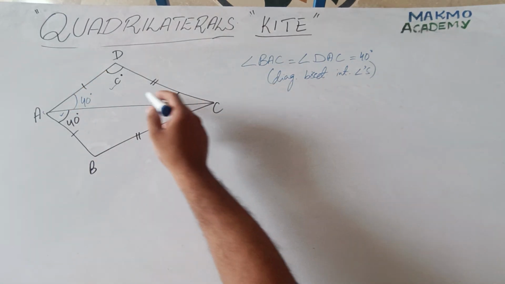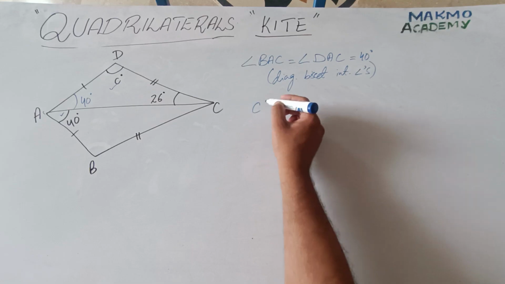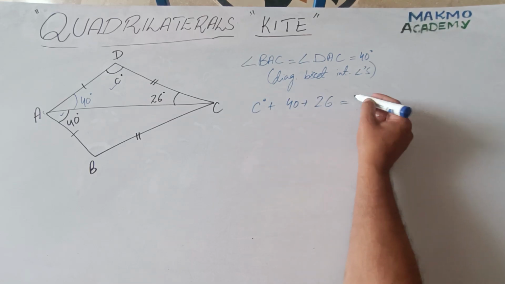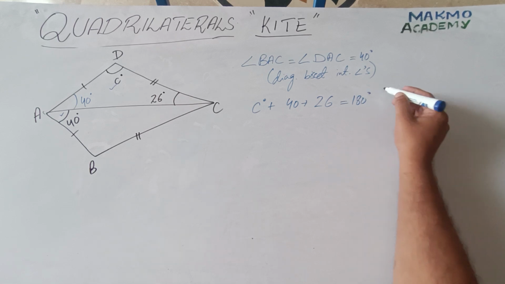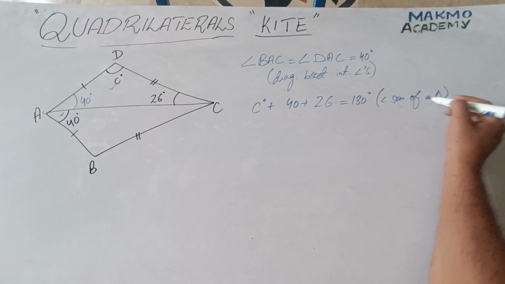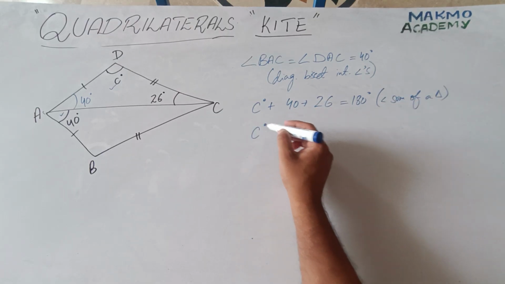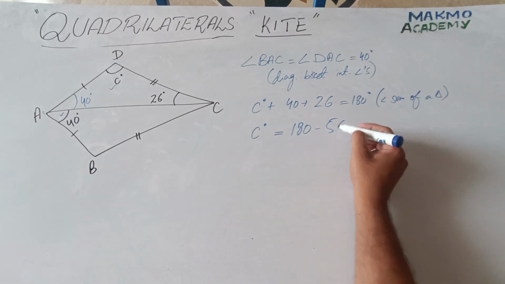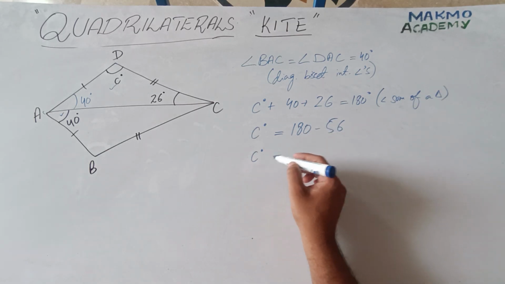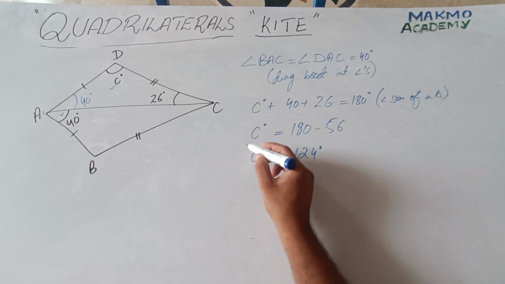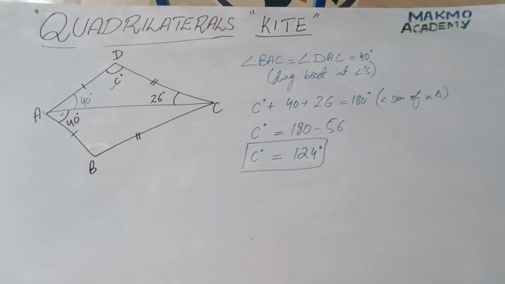So now you can see that there is a triangle. So C plus 40 plus 26 is equal to 180 degrees, angle sum of a triangle. So 40 plus 26 gives us 66... 180 minus 56. So C is equal to 124 degrees. So the size of angle C is equal to 124.